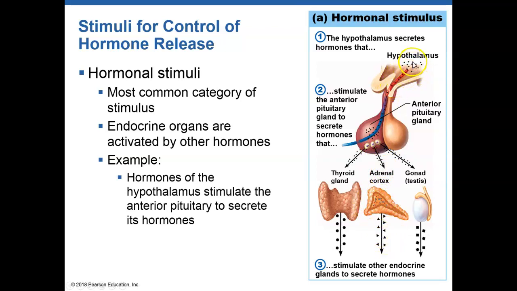Or we might need a sex hormone. And so then we release some type of sex hormone releasing hormone, which stimulates our anterior pituitary to release follicle stimulating or luteinizing hormone, which then stimulates our gonads, either testes or ovaries, to release the sex hormone. So that's how hormonal release works.